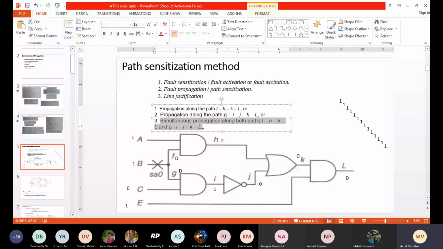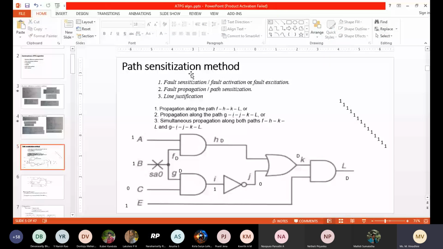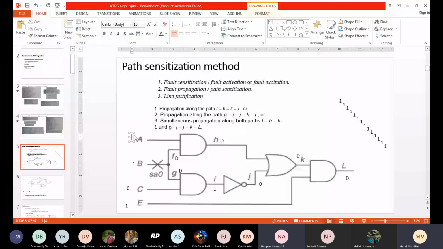Okay, students, now let us move on to the third path. Again, for the third path also, you need to go with 3 steps. First, activation. Stuck at 0 fault, I activated by making B as 1. So when I make B as 1, F will be D, G will be D. Now remember, we need to take both the paths simultaneously. So from F, I need to take this D to H. So what should be A? 1 or 0? I'm doing it again from first, remember. F is D, 1.